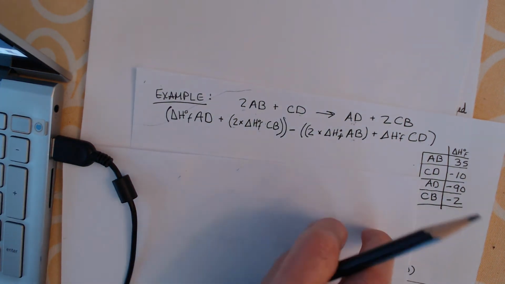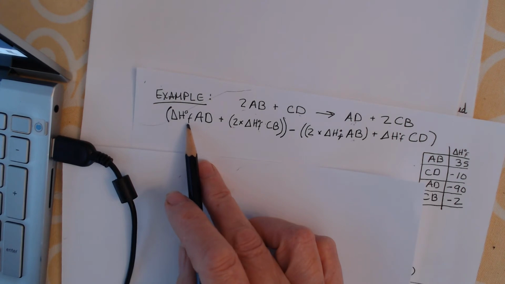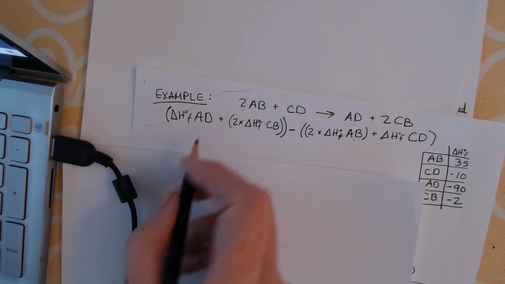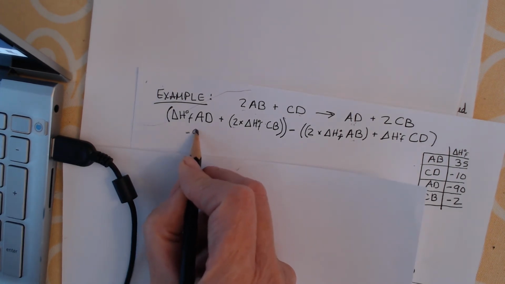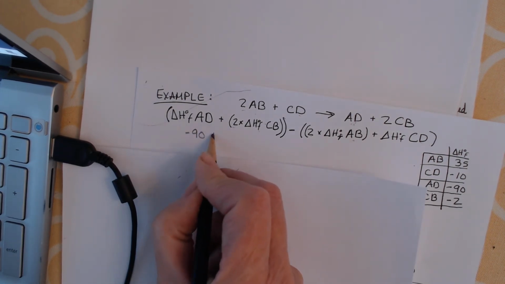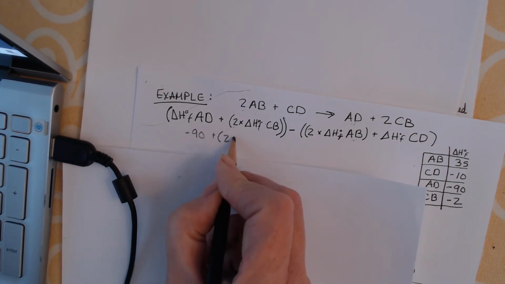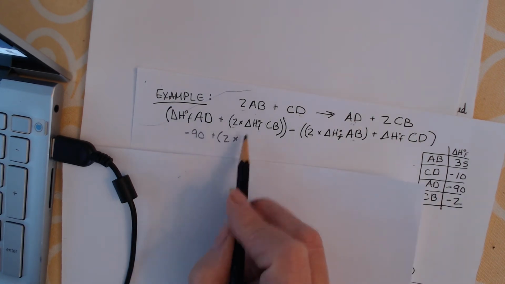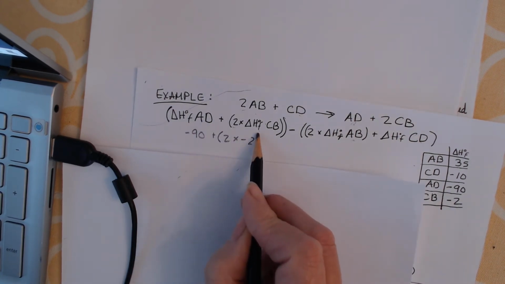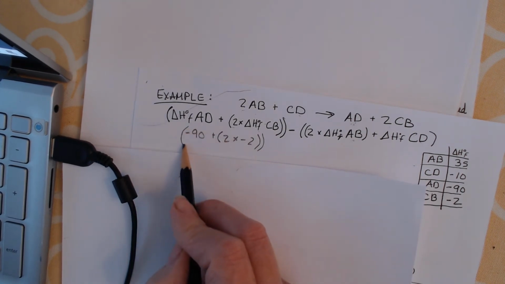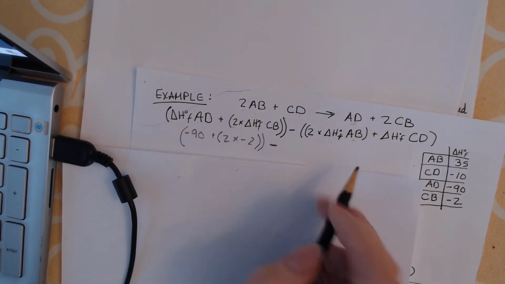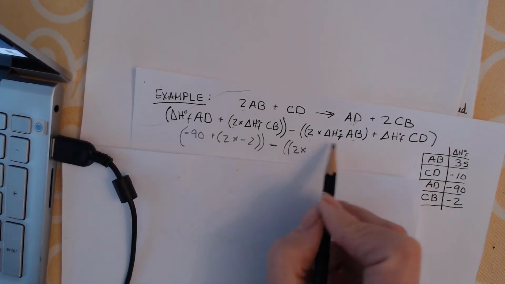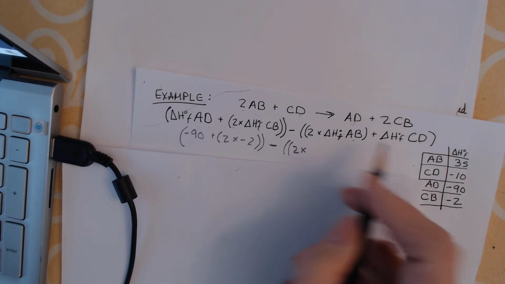Again, it's not bad math. So let's get going on this. Okay, so standard heat of formation of AD is negative 90. 2 times standard heat of formation of CB. CB is negative 2. Minus 2 times standard heat of formation of AB. AB is 35.